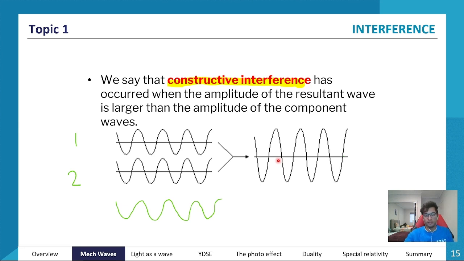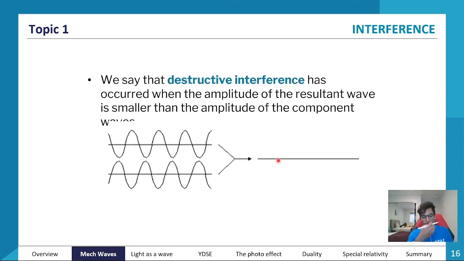The opposite of this is destructive interference. So what's happened in this scenario? We have wave 1, we have wave 2, and when you add these two waves together, so if they're traveling towards each other, they're going to cancel out. And the reason they cancel out is, I'll just quickly show you.